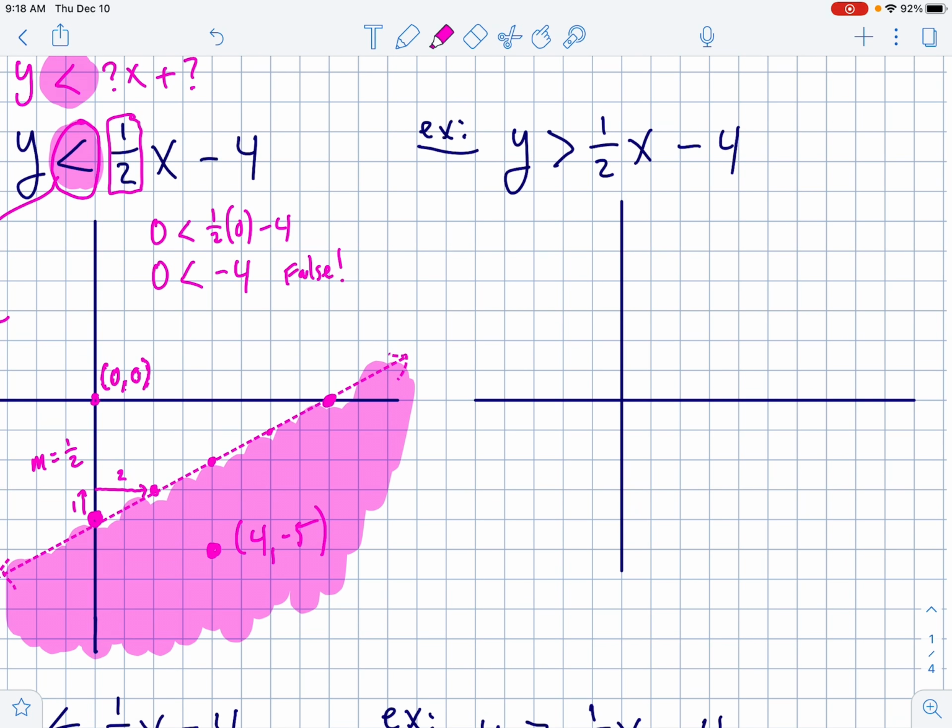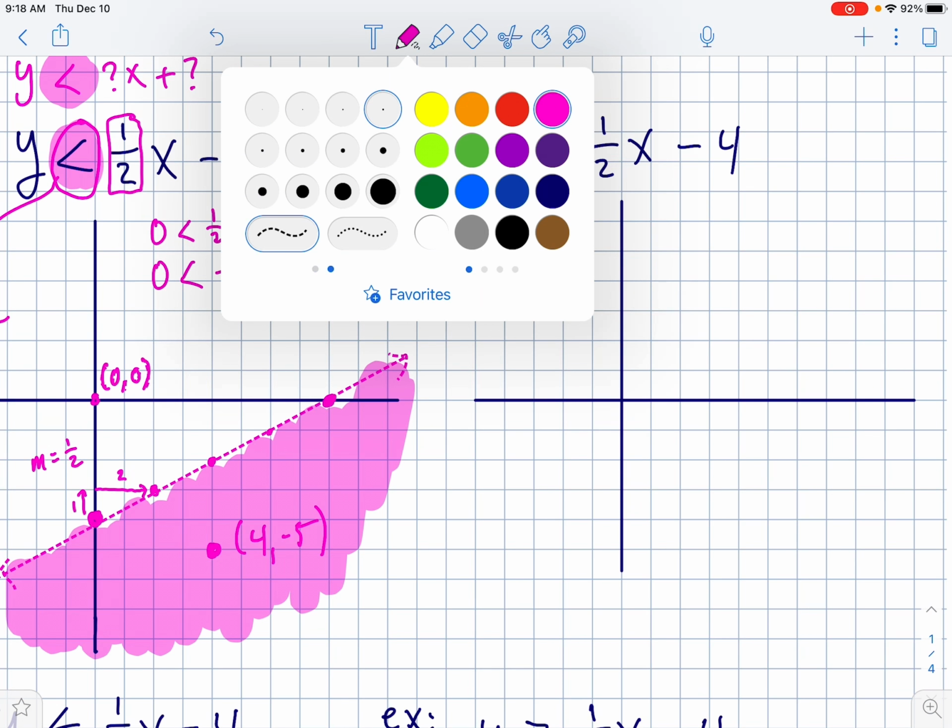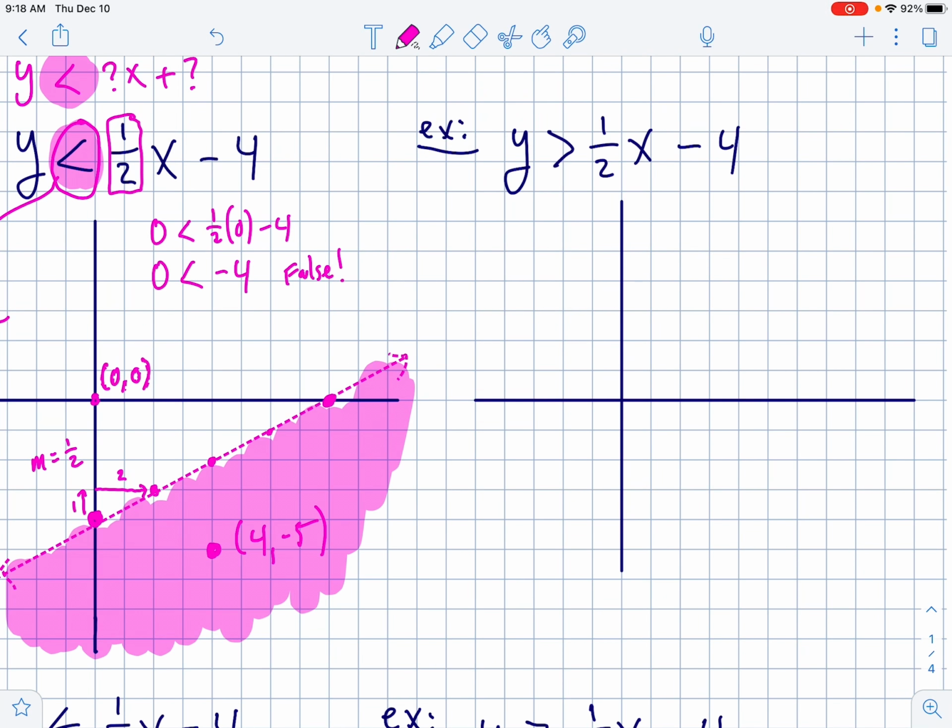Now, you guys, the next one is the exact same numbers, but the only thing that's different is this symbol has flipped. It's now a greater than. So it's still going to cross at -4, 1, 2, 3, 4, because that's the intercept. And then it goes up 1 over 2, up 1 over 2, and so on.